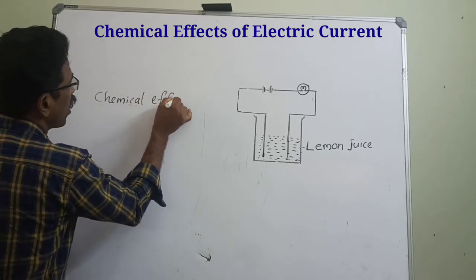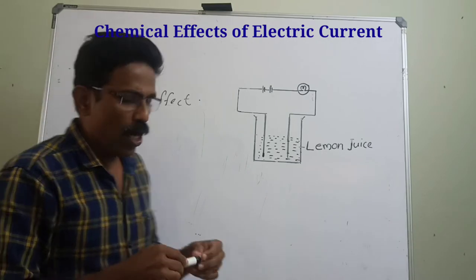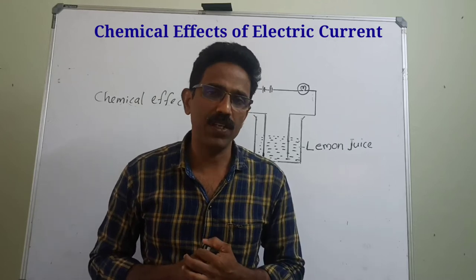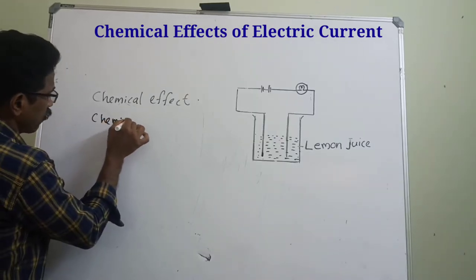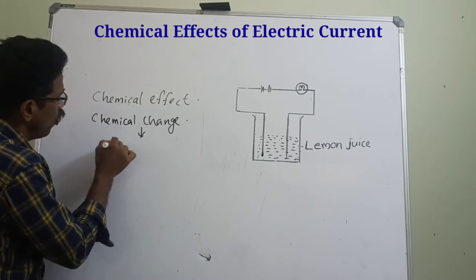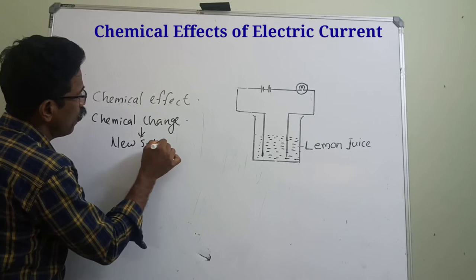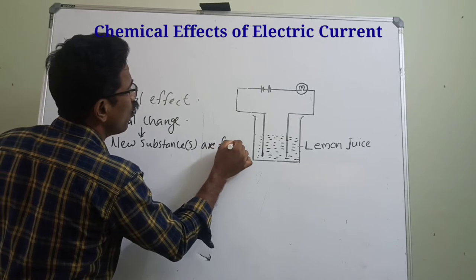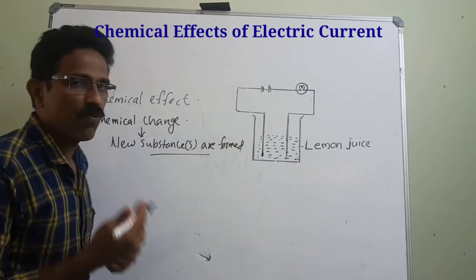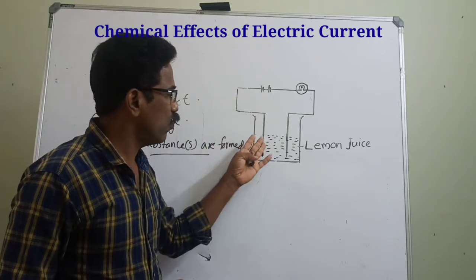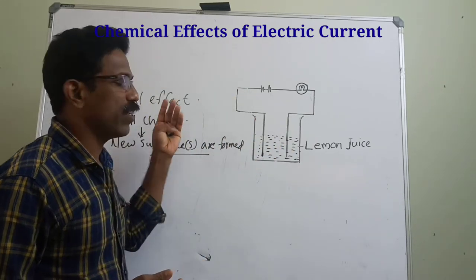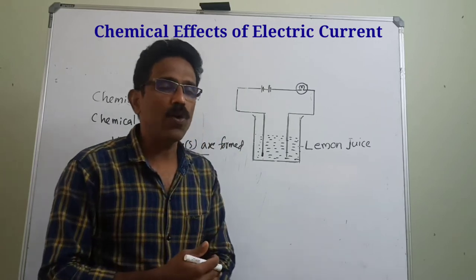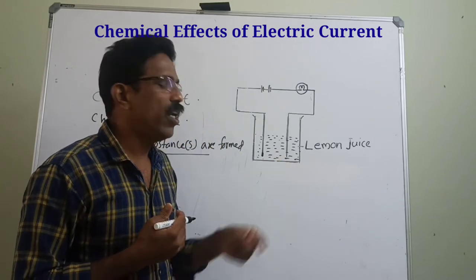What is meant by chemical effect? When electricity passes through certain solutions, chemical effect takes place. What is meant by chemical change? That is changes in which new substances are formed. So during a chemical change, new substances are formed. So when electricity passes through certain solutions, some chemical effect takes place. Chemical effect takes place means certain new substances get formed or chemical change happens to the solutions.